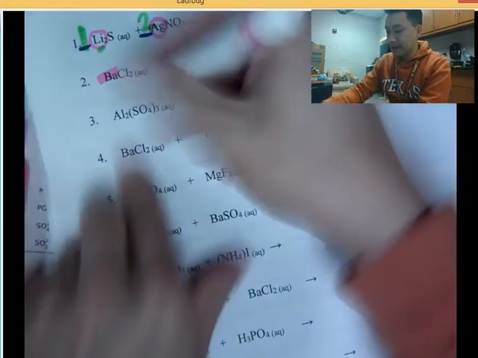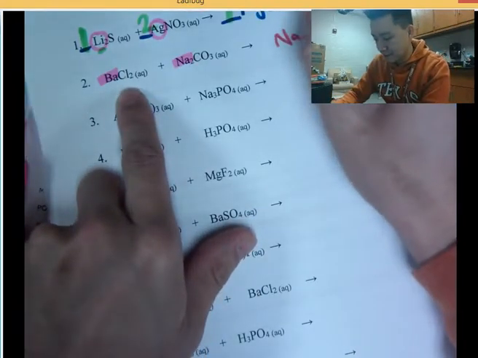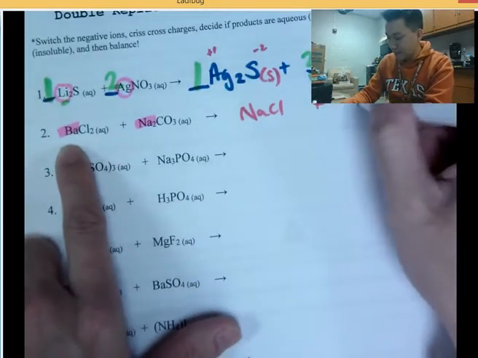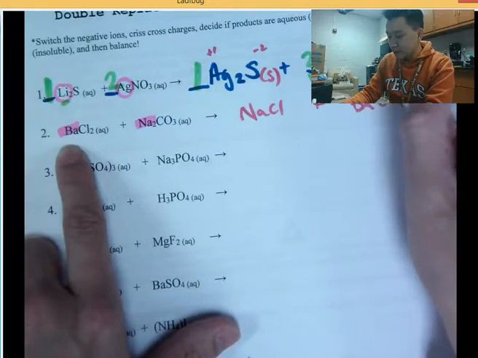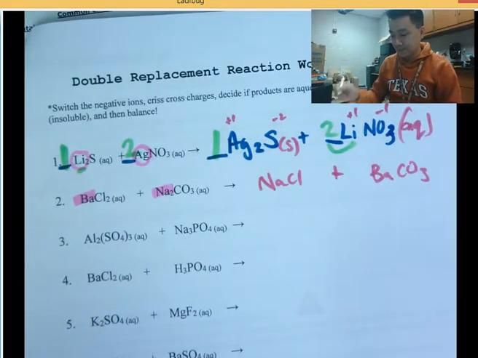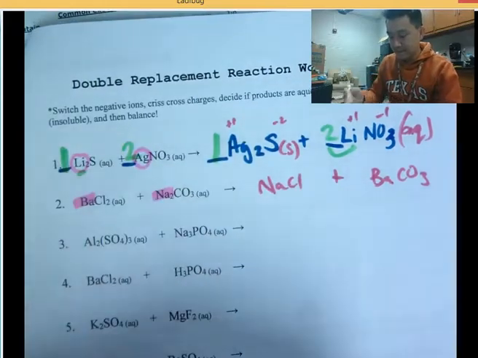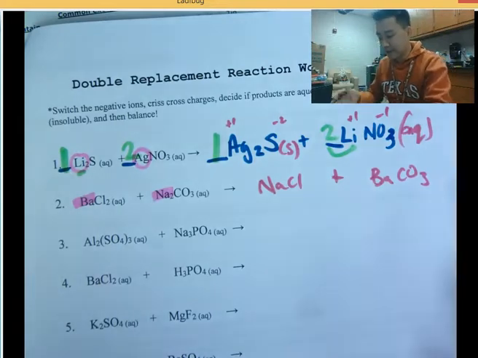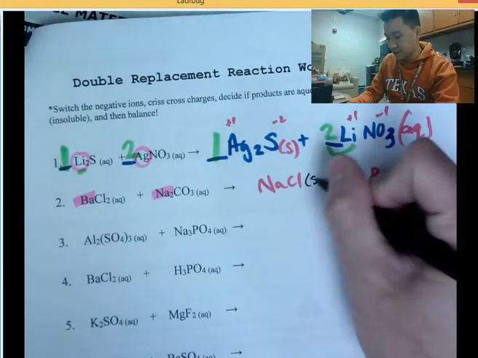So Na goes with Cl, NaCl, Na is +1, Cl is -1, NaCl. Plus Ba is +2, CO3 is -2. So then BaCO3. Okay. Next, you determine if it's solid or aqueous. NaCl. All chlorides are aqueous.